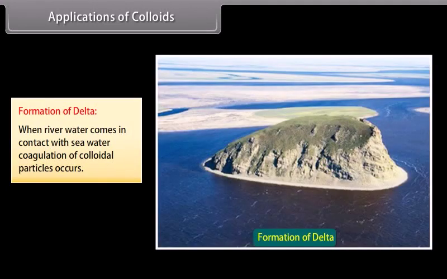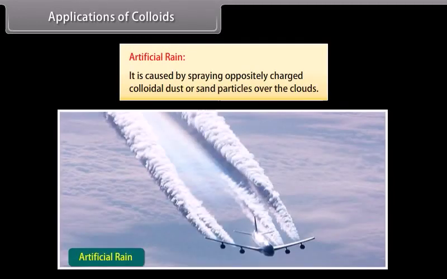Formation of delta. When river water comes in contact with seawater, coagulation of colloidal particles occurs. These coagulated clay particles settle down at the point of contact and gradually river bed starts rising. Artificial rain. It is caused by spraying oppositely charged colloidal dust or sand particles over the clouds. The colloidal water particles of the clouds get neutralized and coagulate to bigger water drops which cause artificial rain.